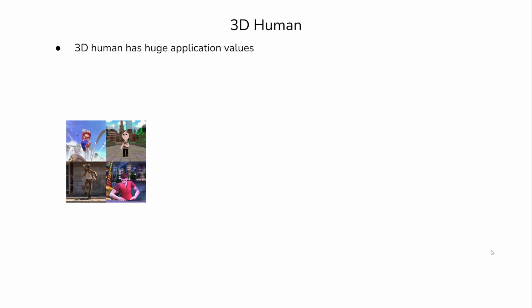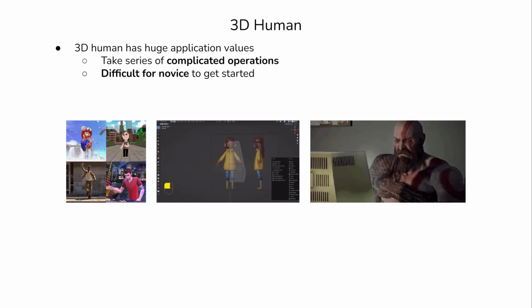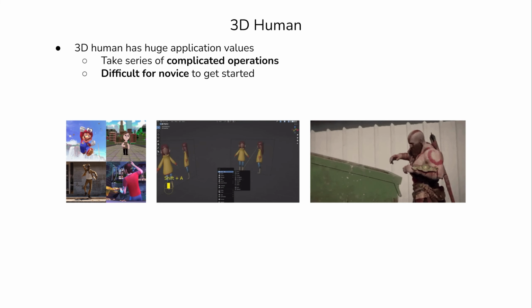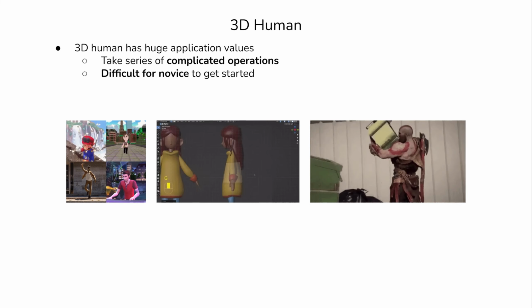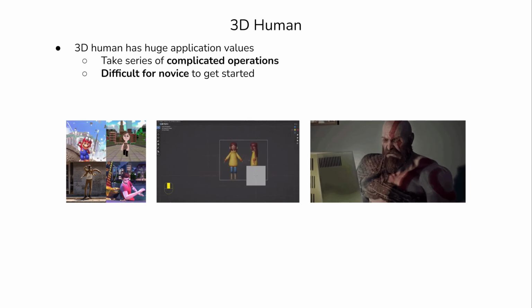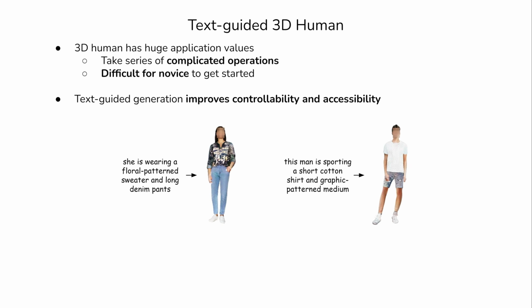3D humans have huge application value, such as gaming characters, virtual reality, or animation movies. However, it takes a series of complicated operations to create a 3D instance, and this is very difficult for novices to get started. So if we have a system that can follow textual descriptions to generate the 3D human as we want, it can significantly improve the controllability as well as the accessibility. So in this project, we want to generate 3D humans that present the assigned fashion patterns in the language.